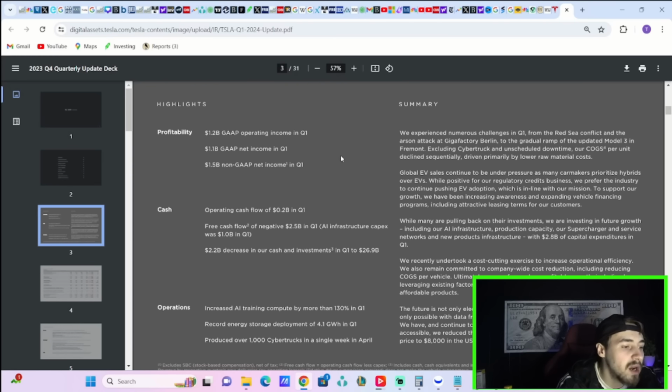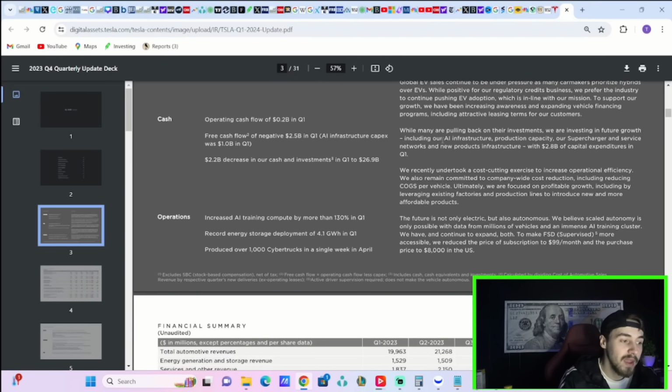Global EV sales continue to be under pressure as many car makers prioritize hybrids over EVs. While positive for our regulatory credits business, we prefer the industry to continue pushing EV adoption, which is in line with our mission. To support our growth, we have been increasing awareness and expanding vehicle financing programs, including attractive leasing terms for our customers. While many are pulling back on their investments, we are investing in future growth, including our AI infrastructure, production capacity, our supercharger and service networks, our new products infrastructure, with $2.8 billion of capital expenditures in Q1. That's a lot of investing.